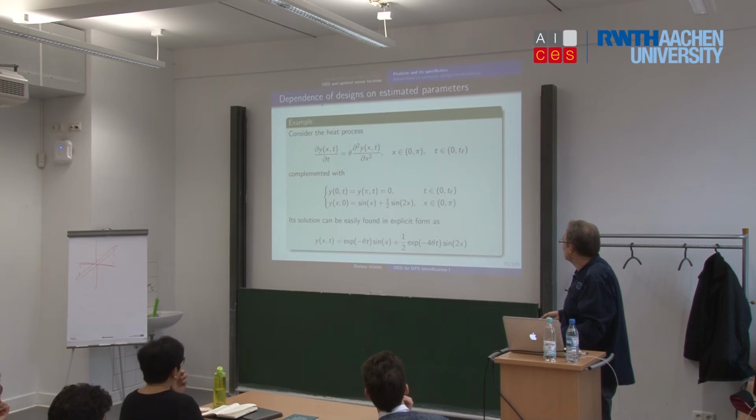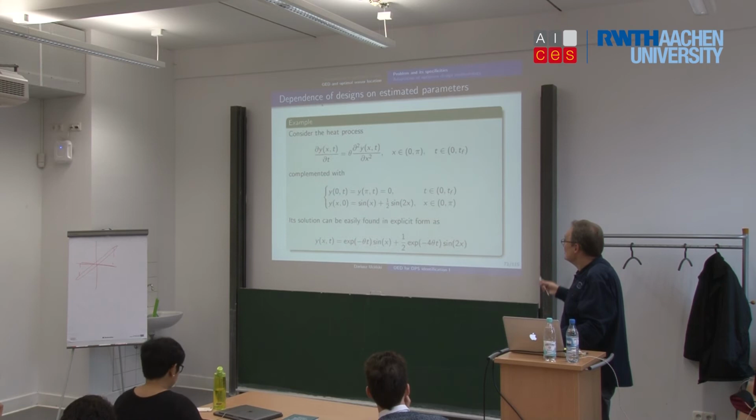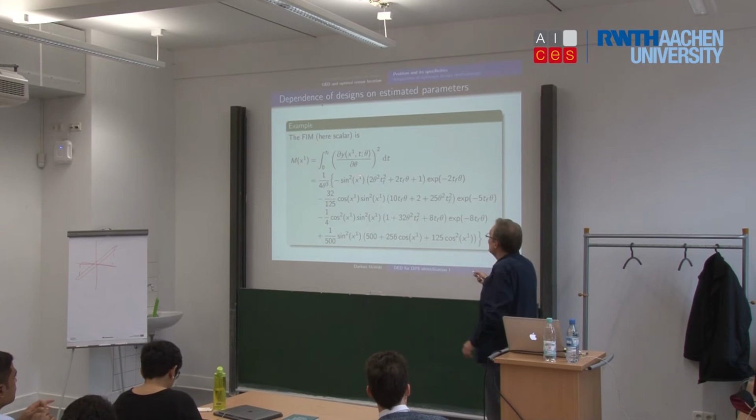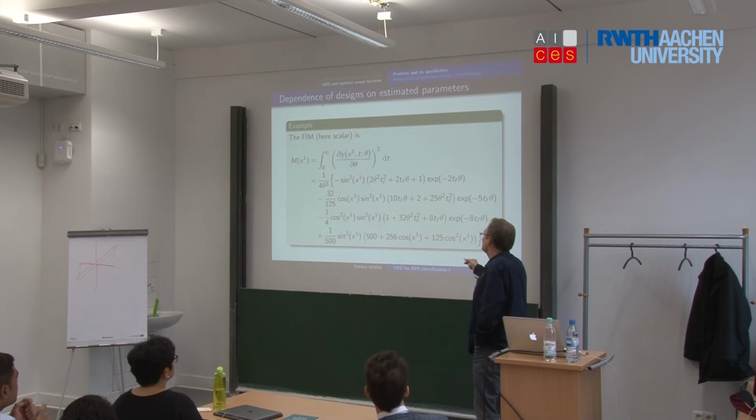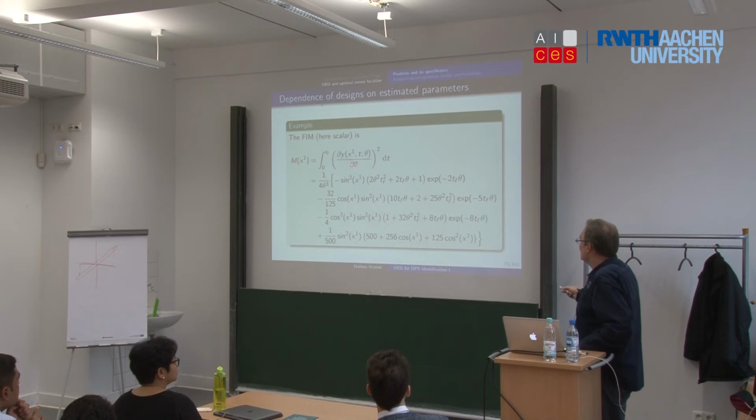Quite a similar process, the same equation but with different initial conditions. And we have the following analytical form of the state variable. You can also observe here the nonlinear dependence on the diffusion coefficient. Here there is only one parameter to be estimated, so this means that the information matrix is just a scalar. You can compute the scalar, of course you can use any computer algebra system to do so, and so you get the following form.